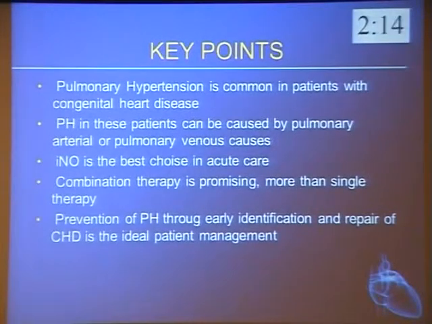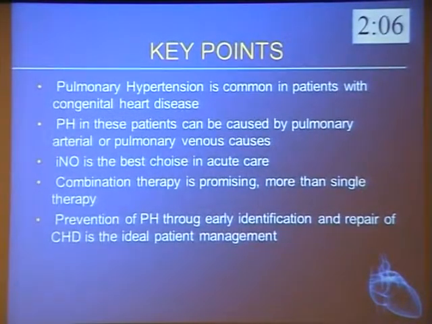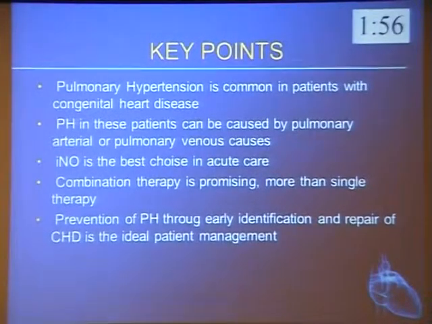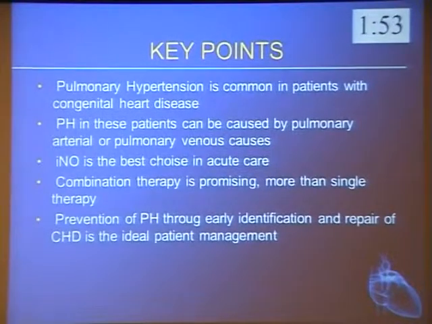And pulmonary hypertension in these patients can be caused by pulmonary arterial or pulmonary venous causes. Nitric oxide, inhaled nitric oxide, is the best choice in acute care, but not alone. We use nitric oxide in addition to other drugs such as sildenafil. And combination therapy is very promising, more than single therapy.